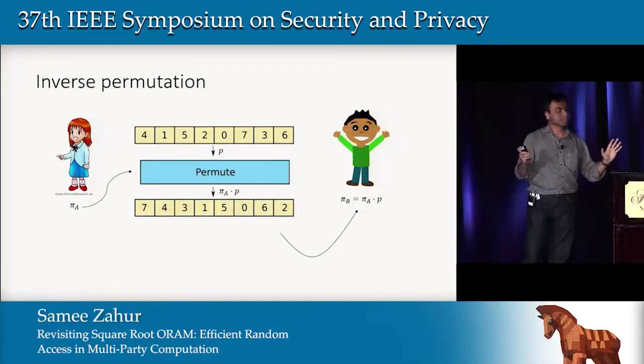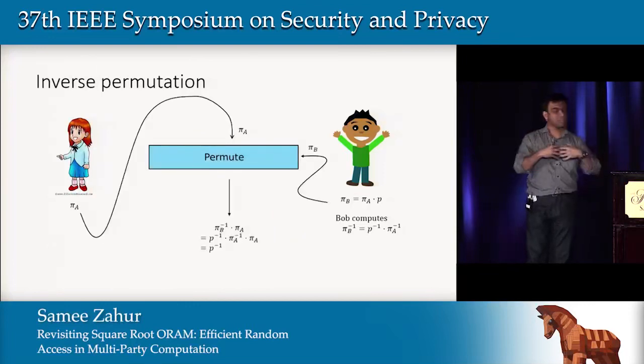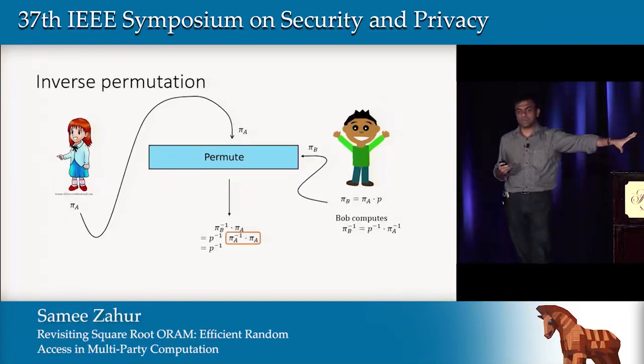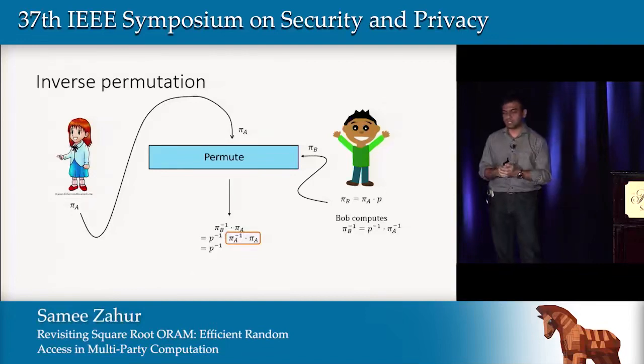At this point, what Bob can do is locally compute the inverse of the whole thing and combine them back together so that pi A gets canceled out. So you're just left with P prime, P inverse, which is what we wanted. In this way, the two parties can collaboratively compute the permutation inverse without having to reveal the information to each other and without using expensive sorting operations.